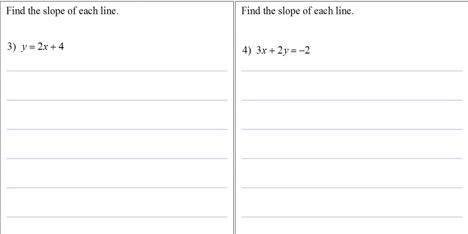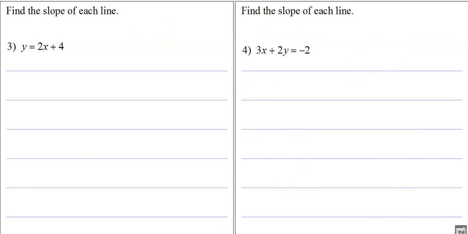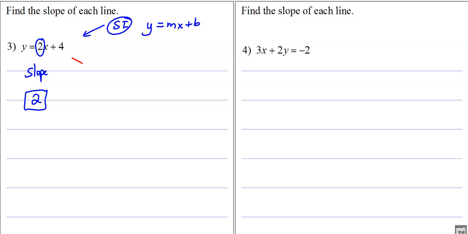Number 3 and number 4, find the slope of each line. Well, it depends on what form it's written in. This right here is slope-intercept form, y equals mx plus b, which is really lovely because right here is the slope. So I know the answer to this question is just 2. Just a quick refresher that the 4 represents our b, or our y-intercept. Another thing you should know is that slope is often referred to as m, right here.